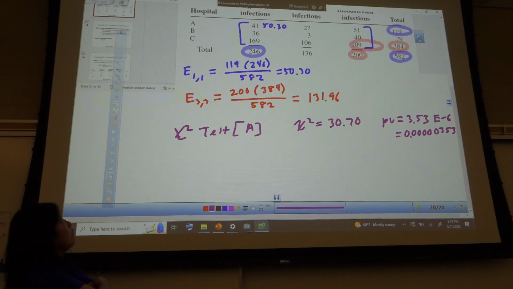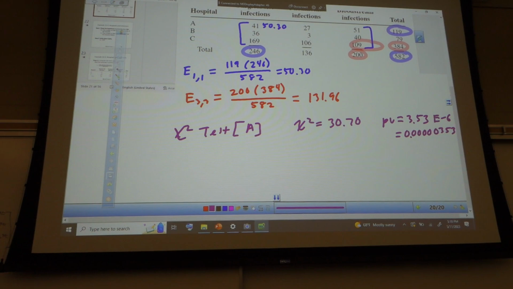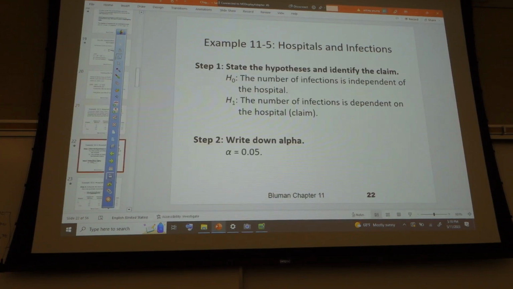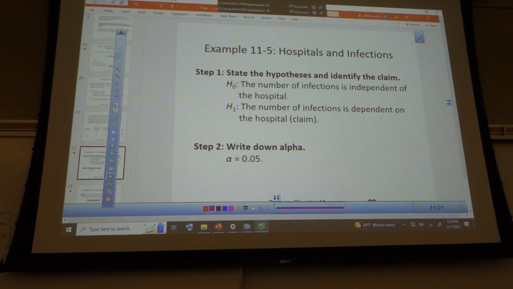So this is what I want you to do, right? Find the first and last expected value, and then do your test. In previous semesters, oh, did I do step 1 already? No. Ah, shoot. Okay, I totally screwed that up. All right, so step 1. Just squeeze it in there somewhere.